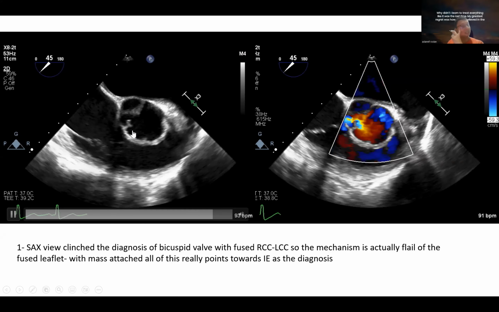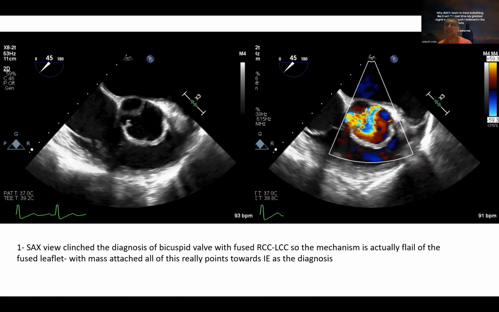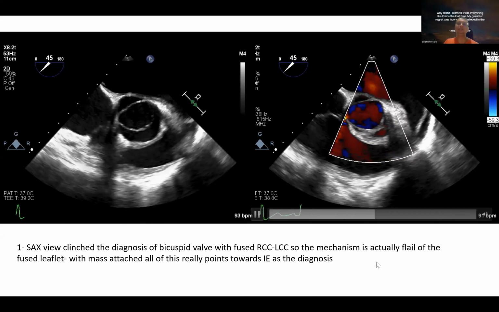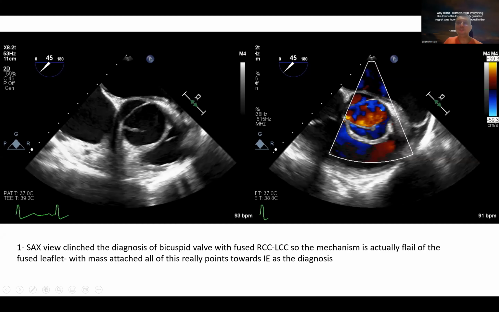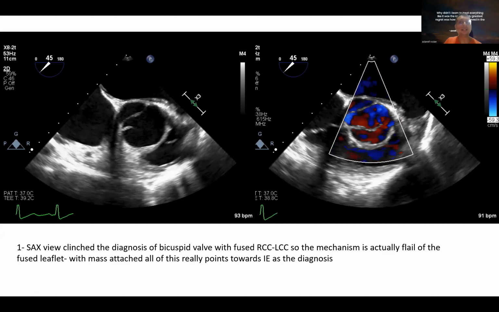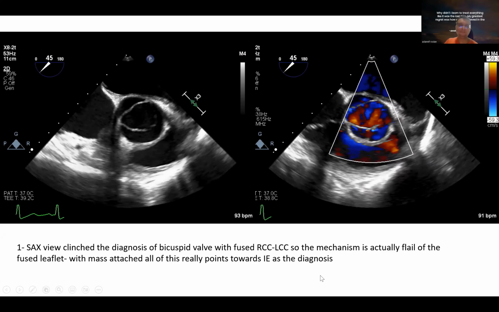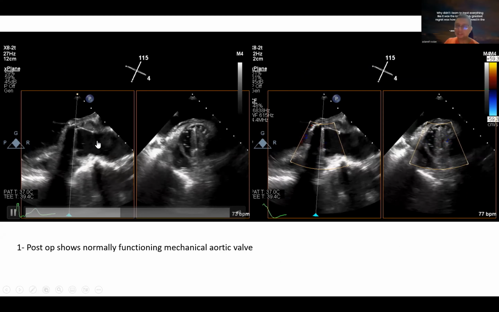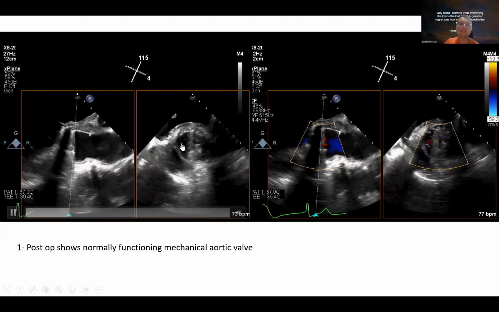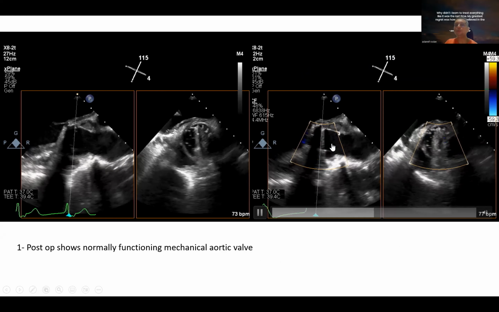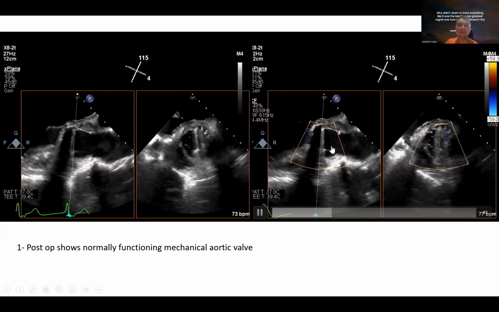Okay. So finally, with the combination of transthoracic and transesophageal echocardiogram, we actually get the diagnosis of severe aortic regurgitation because of a flail, fused leaflet of the bicuspid valve with infective endocarditis. So this is the full diagnosis for the patient, right? So the patient underwent mechanical aortic valve replacement. This is the post-op mechanical aortic valve replacement, and you can see that the aortic valve is functioning well. There is no stenosis or regurgitation of the aortic valve.